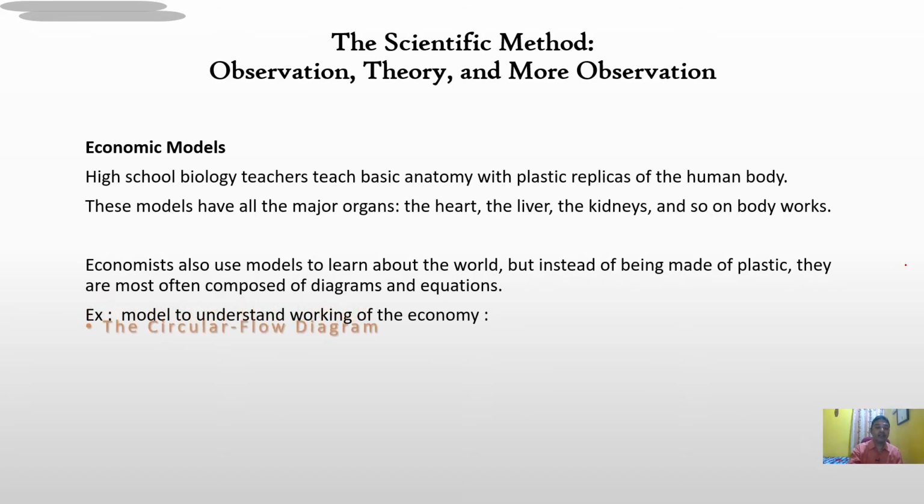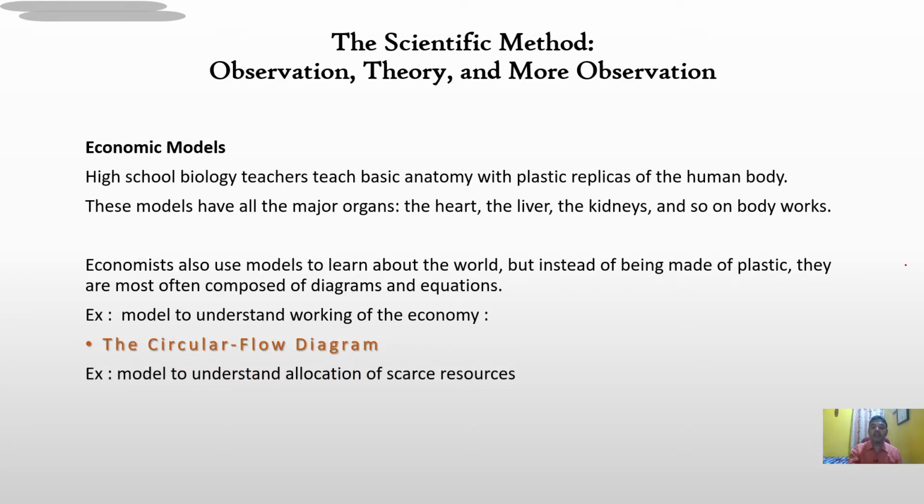One example is the circular flow model, which we'll be seeing in the 8th session. Then there is one more model to understand the allocation of resources, and that is the production possibilities frontier or production possibility curve. How far can production possibilities go? These things we understand in economic models, and these models are derived from mathematics, statistics, and economic theories, that is econometrics.